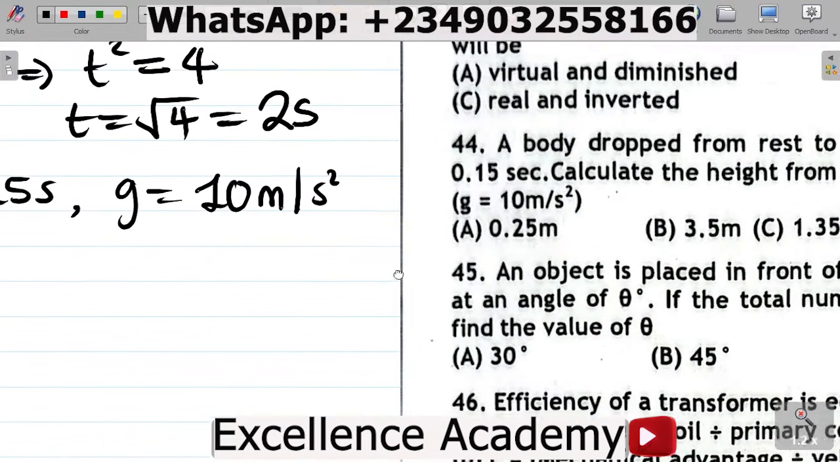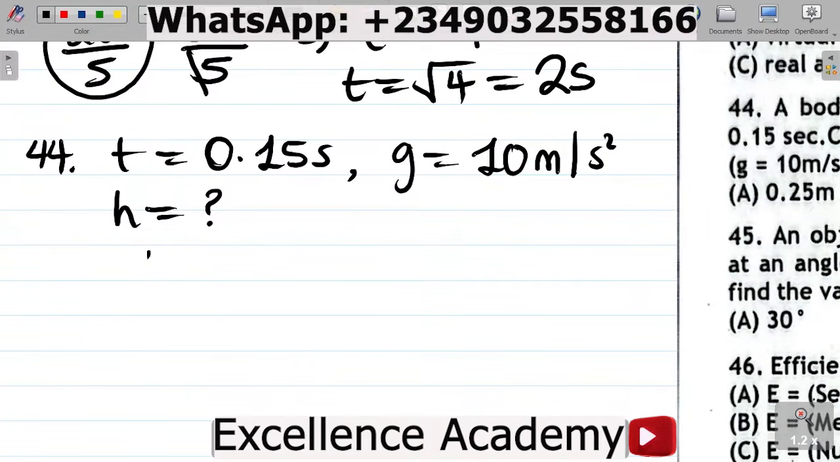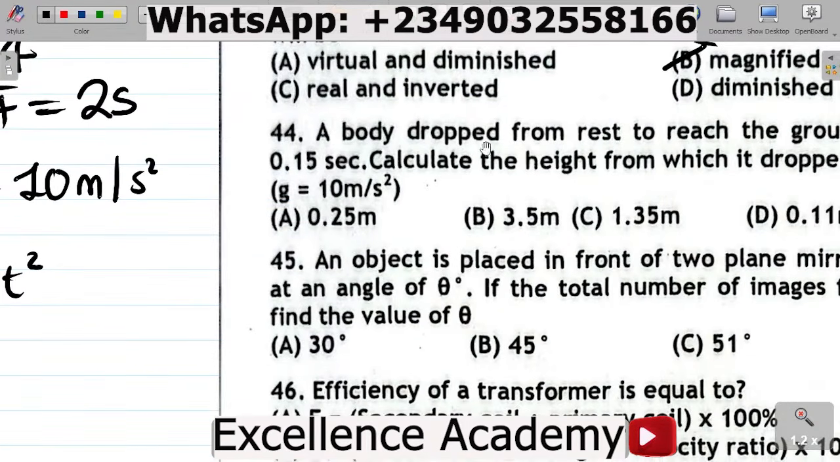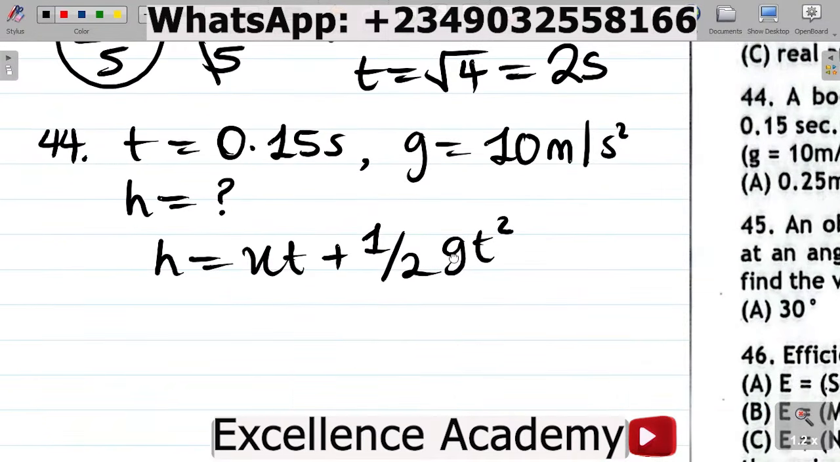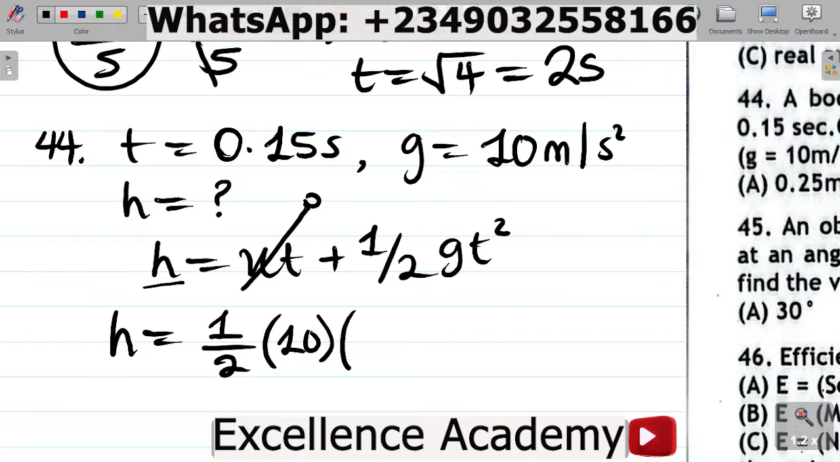So how do we solve this question? Again, we'll still use this same equation. Recall that h is equal to ut plus half gt squared. Now they said a body dropped from rest. And when a body starts from rest, its initial velocity u is equal to 0. Same concept, so this will give you 0. Okay, we have to find height. Height is equal to half, 1 over 2, times g. The value of g is 10 times t squared.